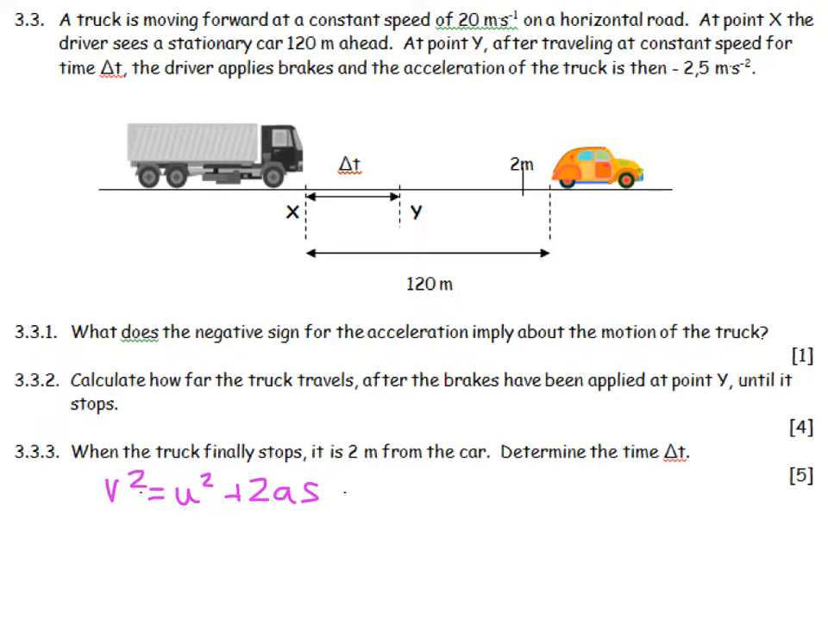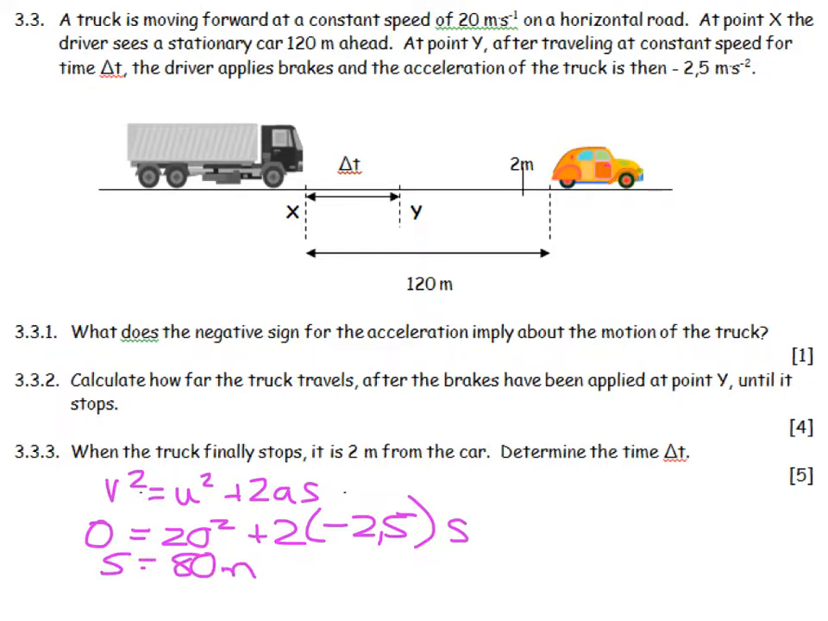Okay, so we're going to just say that the final velocity is 0. My initial velocity they told me was 20. 2 times they've told me an acceleration. And I have got a distance then that is going to be equal to 80 meters. So I know that this guy traveled from the time he braked 80 meters.